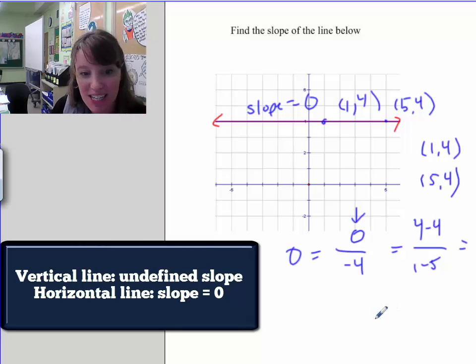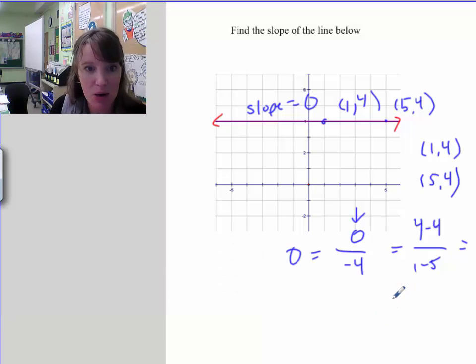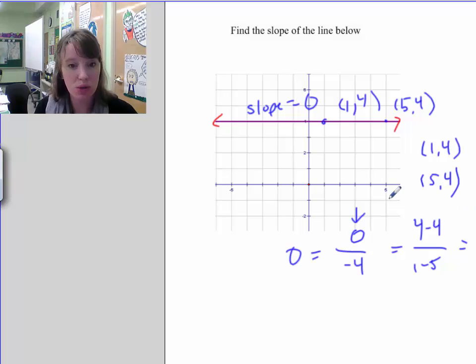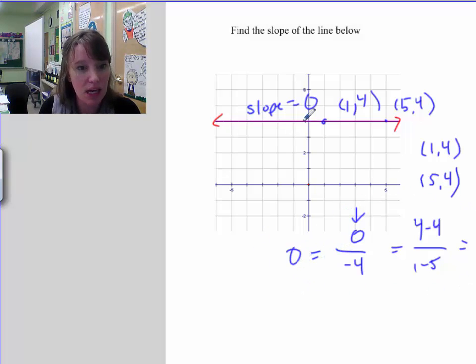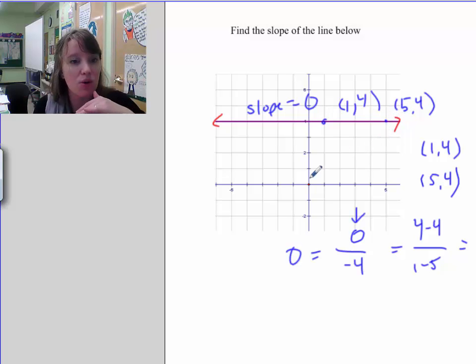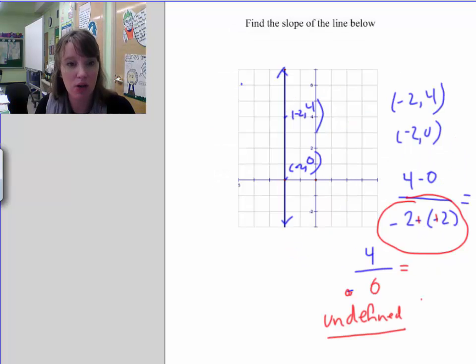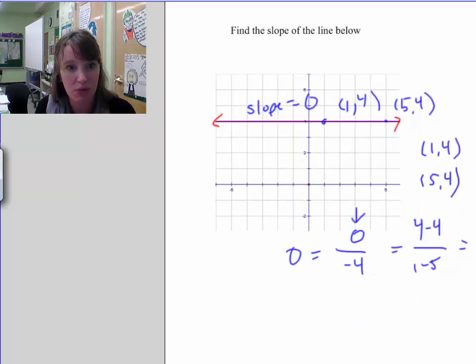Now, this is very different than the slope of undefined. Think about a horizontal line. There's no steepness to a horizontal line, so the slope is 0. There's 0 steepness. A horizontal line just keeps going on and on forever, so there's no inclination to a horizontal line. Whereas a vertical line right here, the slope is undefined because it's infinitely steep. So those concepts are very different from each other.